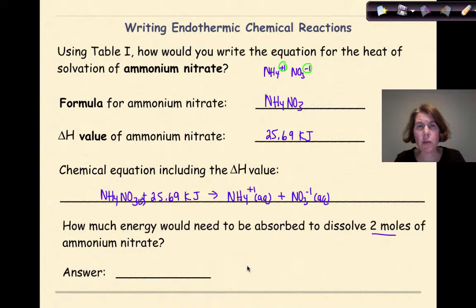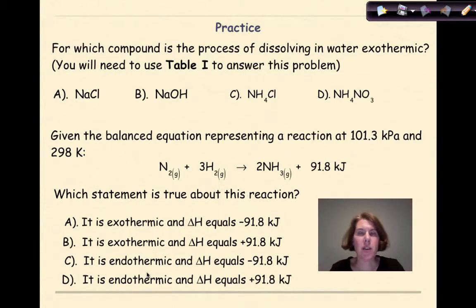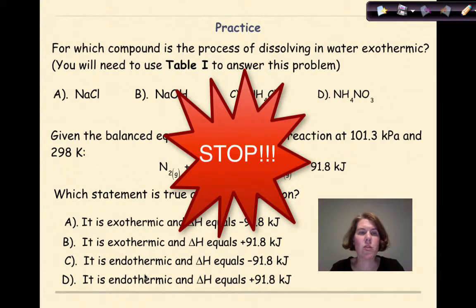In order to dissolve 2 moles of ammonium nitrate, what we would do is we would take 2 moles and we'd say we're going to multiply that times 25.69 kilojoules. And when we do that, we find the answer to be 51.38 kilojoules. So we're just multiplying the number of moles times the molar value, which is listed on table I, for ammonium nitrate. So the answer here again is 51.38 kilojoules. Now what I'd like you to do is stop, read over the 2 questions that are listed here, and see how you do.